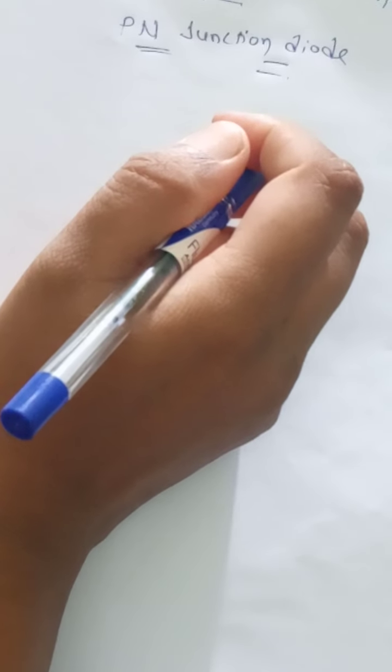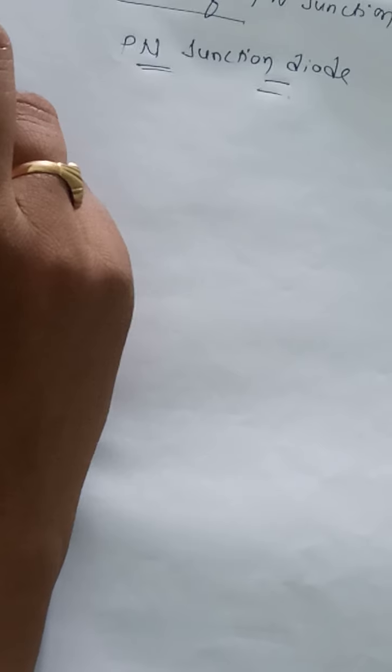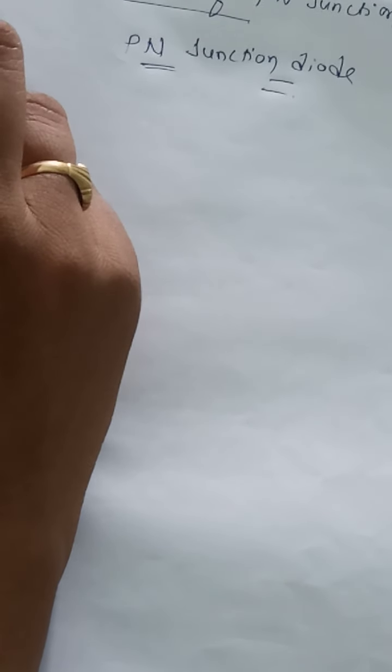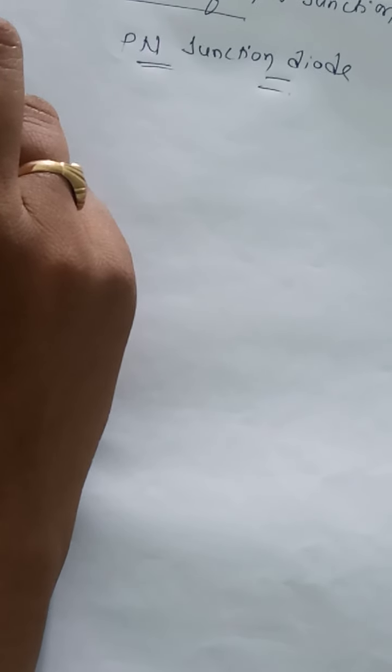So, construction of PN junction diode. When a p-type extrinsic semiconductor is intimately joined with an n-type extrinsic semiconductor, we get a PN junction diode.